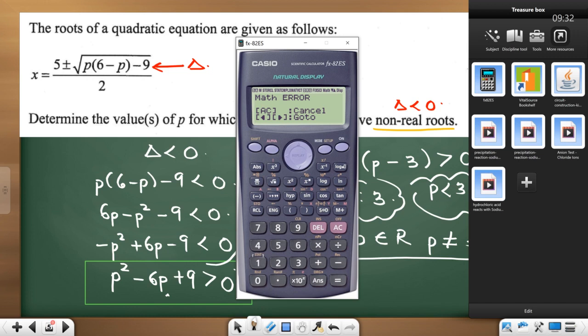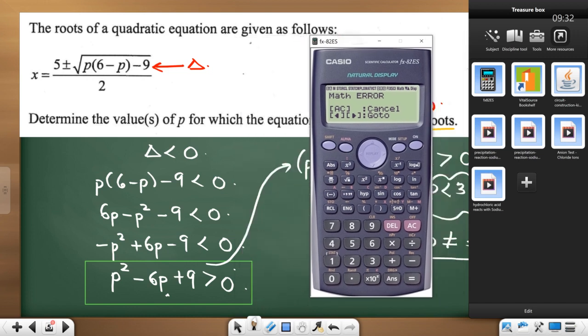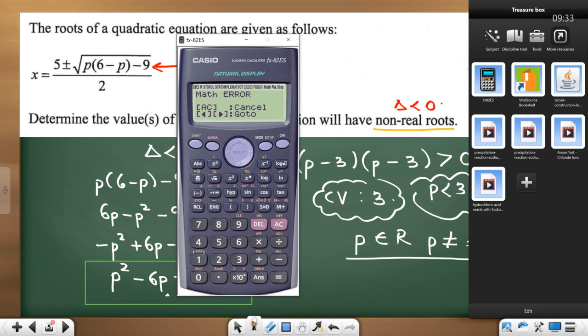The examiner says, determine the values of p for which the equation will have non-real roots. We said our answer should be greater than 3 or less than 3. When we used 3, we got a real root, but we want it to be non-real. So p has to be greater than 3 or p has to be less than 3. And we chose 5. Let me choose a number less than 3. Let's choose 1.